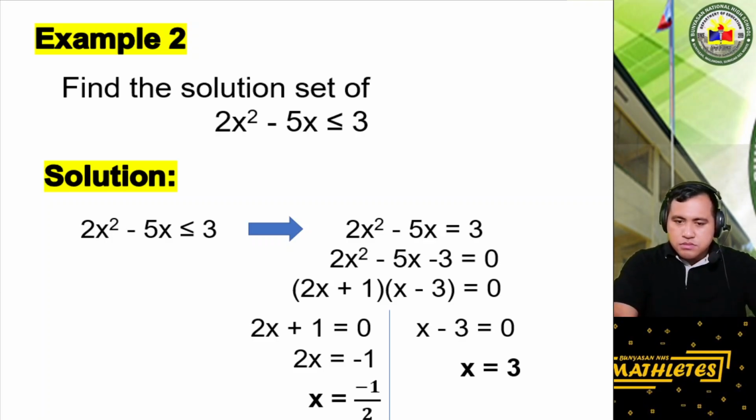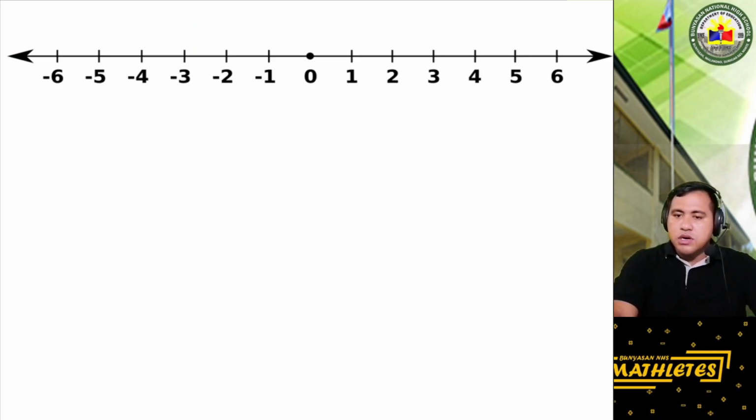So we have the quantity 2x plus 1 times the quantity x minus 3 is equal to 0. Now the resulting values of our equation are x equals -1/2 and x equals positive 3. Next, we're going to locate those values, the -1/2 and positive 3, on the number line.